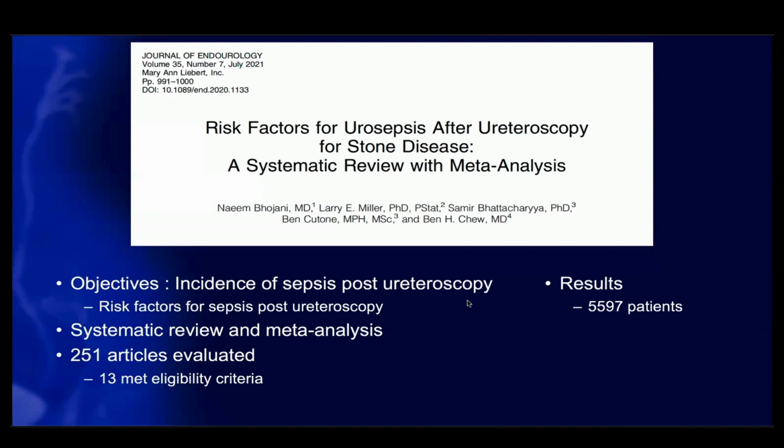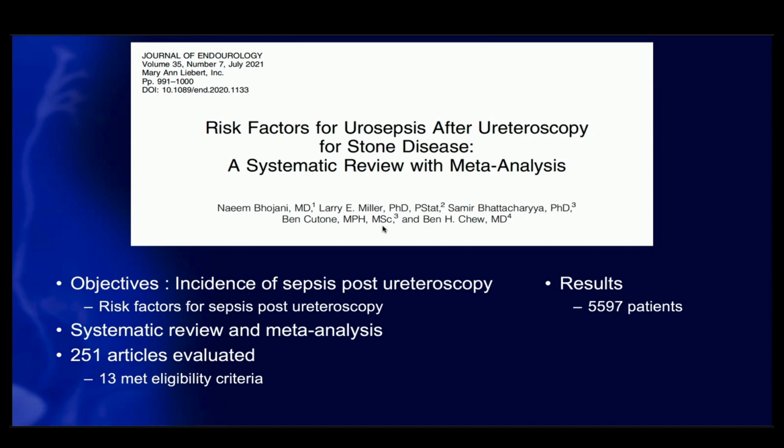We did a systematic review and meta-analysis looking specifically at sepsis after ureteroscopy. And the reason we did this is because if you look at the literature, most of the studies look at infectious complications in general, but not specifically at sepsis. We looked at 251 articles, and only 13 met our eligibility criteria for that same reason. So we had a total of almost 6,000 patients.